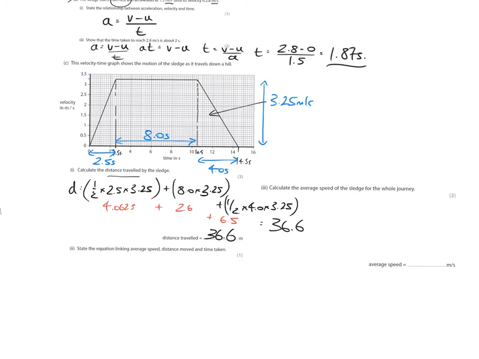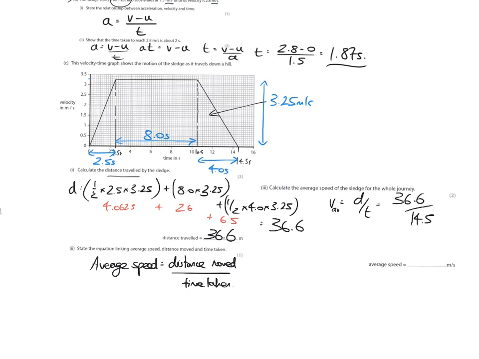The equation linking average speed, distance moved and time taken, as we said before, is average speed equals distance moved over time taken. And then finally, part 3, calculate the average speed of the sledge for the whole journey. Well, we know that the average speed, let's call it v_av, is going to be the distance moved over the time taken. So it's going to be 36.6 divided by the time taken for the whole journey, which from the graph is 14.5 seconds, which equals 2.52 meters per second.